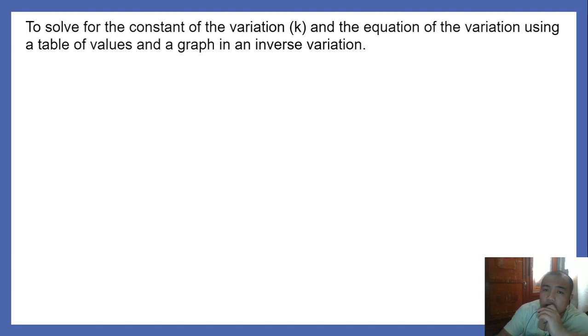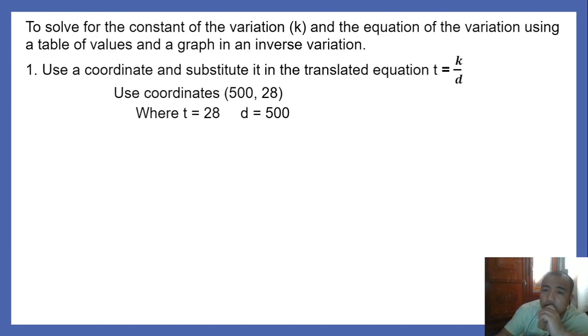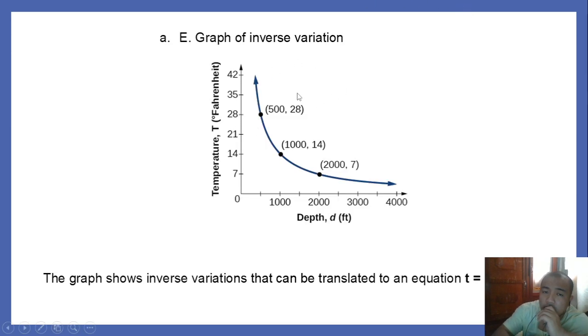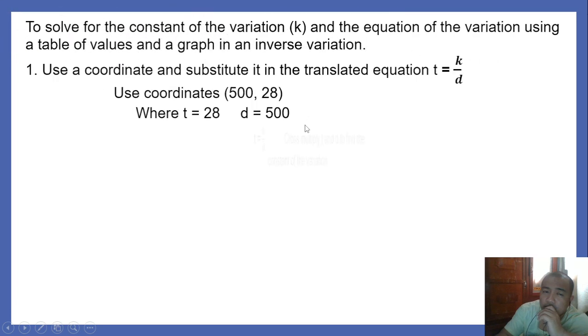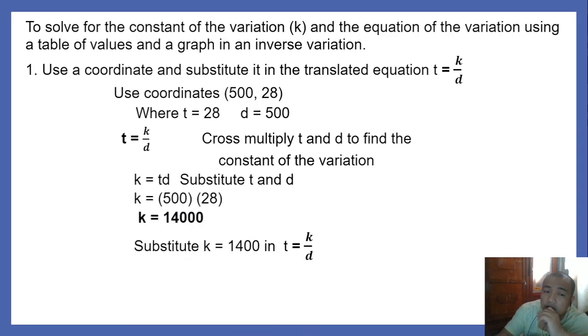So to solve for the constant of variation and the equation of the variation using table of values in the graph and inverse function, let's choose the coordinates 500, 28. Then the equation of the variation is T equals K over D. To solve for the constant of variation, we just multiply T and D. 500 times 28, which is equal to 14,000. So 14,000 is the constant of variation. If you substitute that in the equation of variation, T equals K over D, then we have T is equal to 14,000 over D.